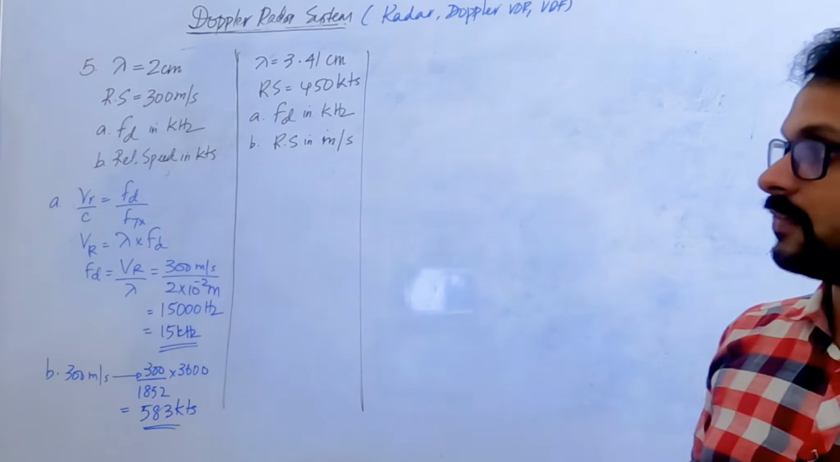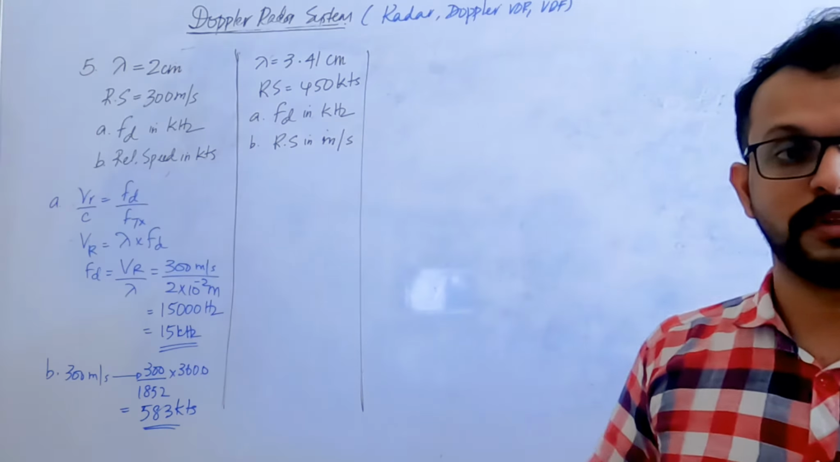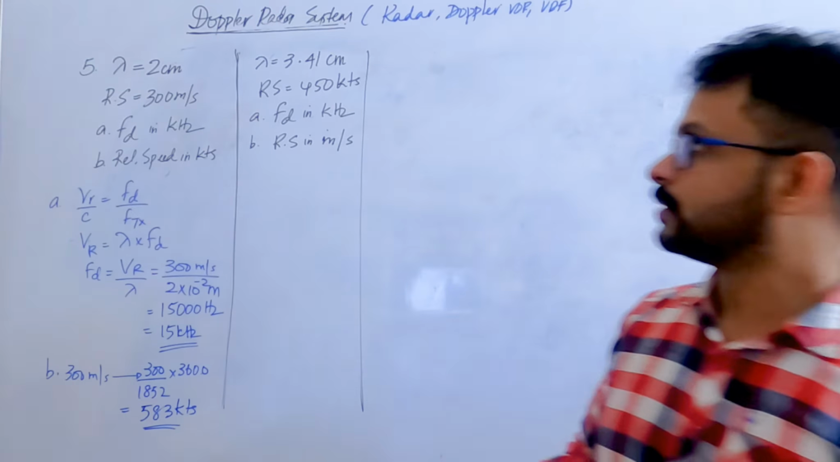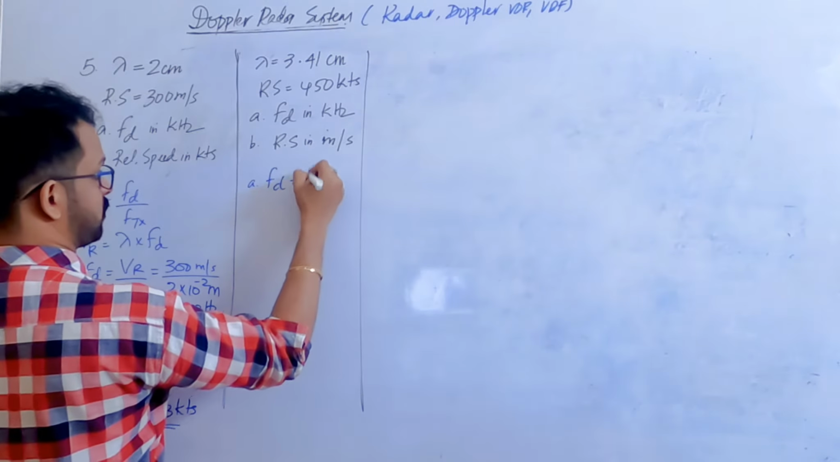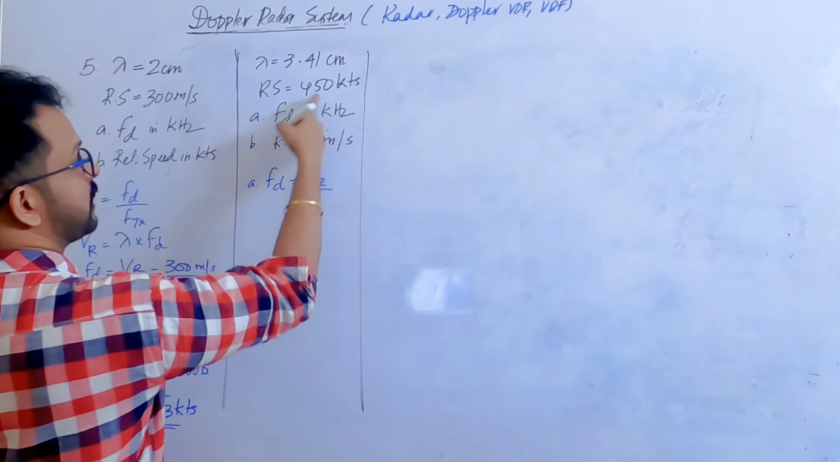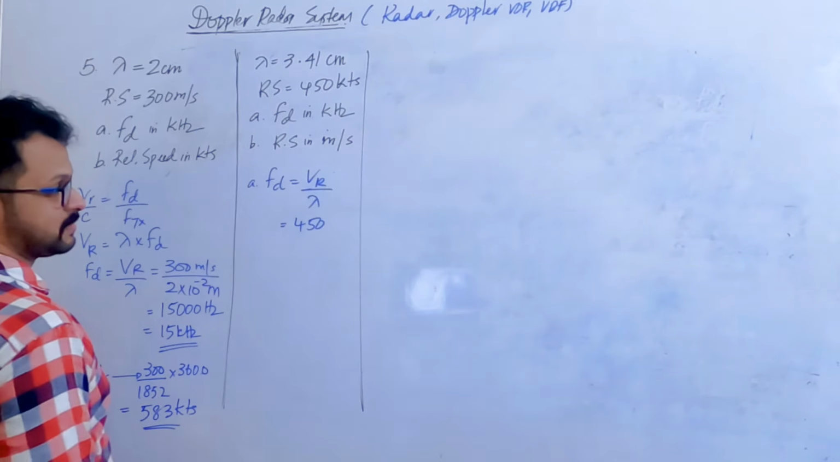So when wavelength is given, you can see the second equation is much easier because you don't have to find out the frequency at all. That will prove to be time saving for you. So here you're asked to find out the frequency shift again. Frequency shift is equal to relative velocity divided by wavelength. Relative velocity in knots is what is given. So make sure you convert that into meters per second first.